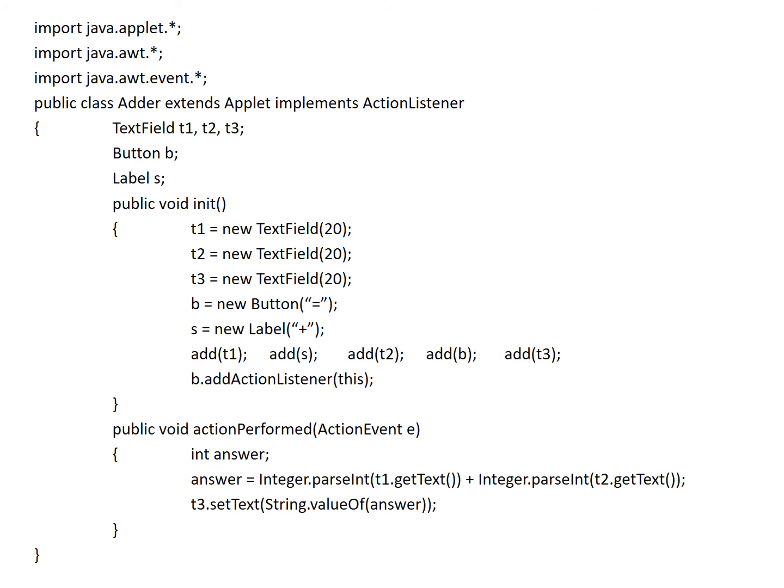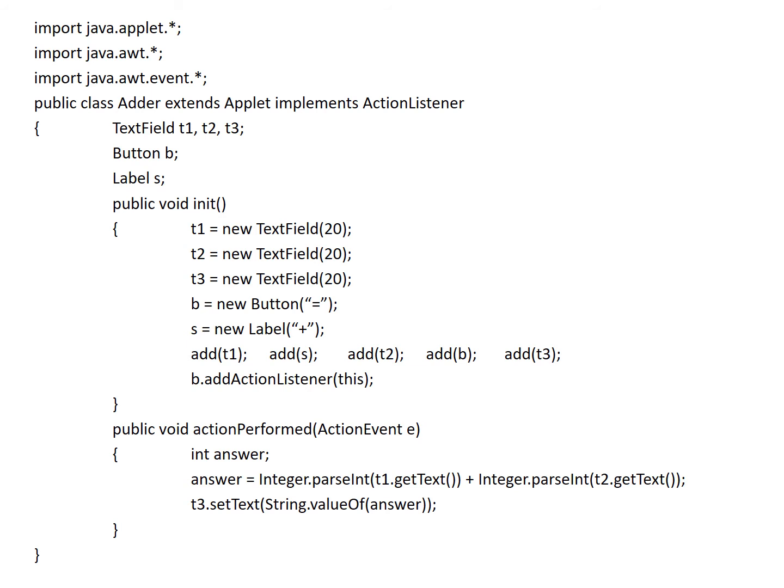In the init method, first 3 statements create the instances of the text field class and assign the references to the variables T1, T2 and T3. After this, the next statement will create instance of the button with the caption equal to, and the next will create the instance of the label with the caption plus.